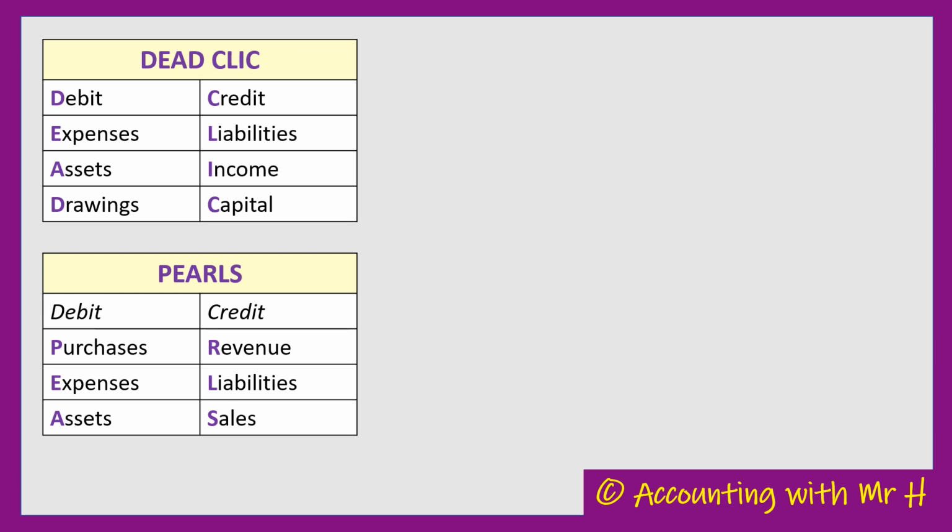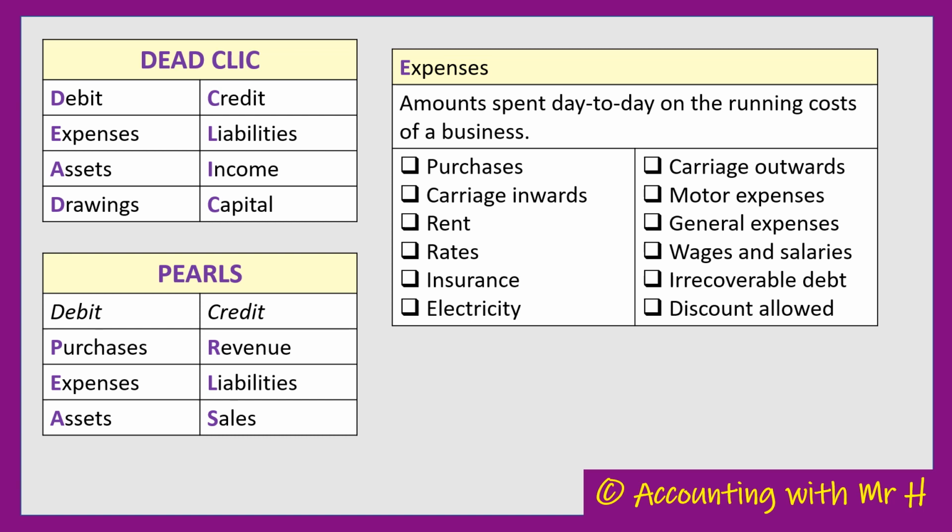Before we can actually get stuck into looking at how DEAD CLIC and pearls work, we need to make sure we're happy with what these different types of account are. So I'm just going to look at the DEAD CLIC ones. The first one we've got is expenses. Expenses then are the amounts that are spent day to day on the running costs of a business.